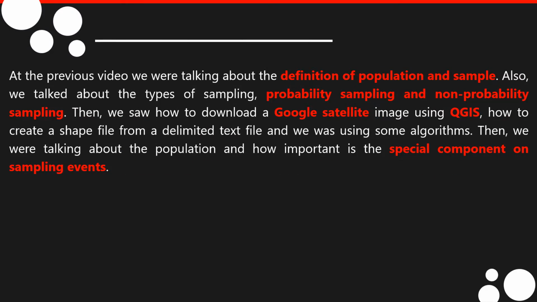In the previous video, we were talking about the definition of population and sample. Also, we talked about the types of sampling, probability sampling and non-probability sampling. Then we saw how to download a Google satellite image using QuantumGIS, and how to create a shapefile from a delimited text file using some algorithms. Then we talked about the population and how important the spatial component is in sampling events. Remember that if you missed that video, you can hit the card located at the top right corner of your screen.